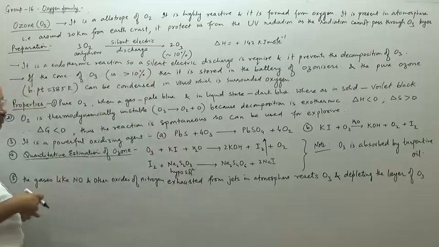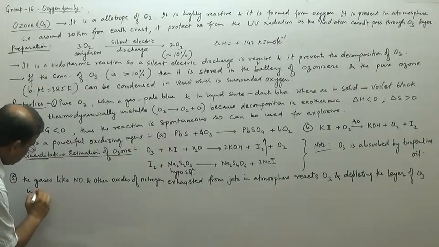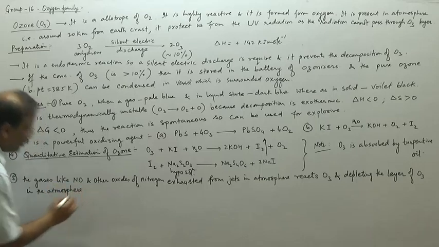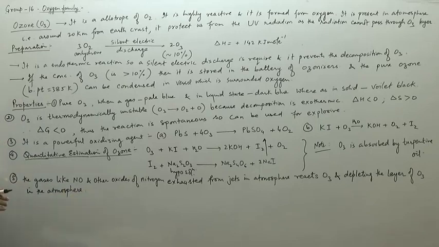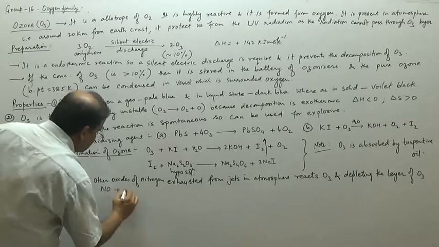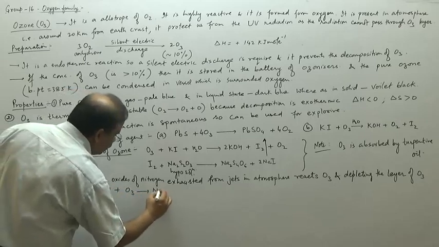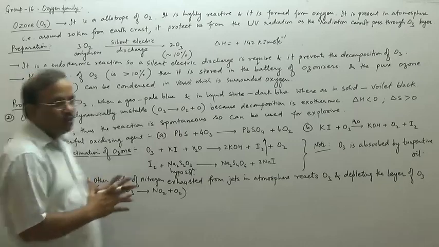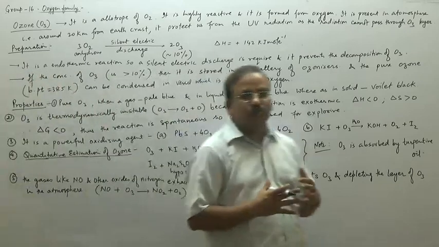So it reacts with O3, depleting the layer of ozone in the atmosphere. We write it like this: NO reacts with ozone to convert into NO2 plus O2. That is how the depletion of the ozone layer takes place. So that is a threat to the ozone layer present in the atmosphere.